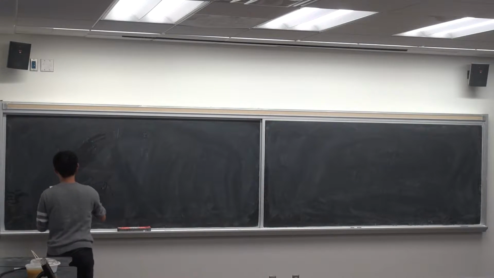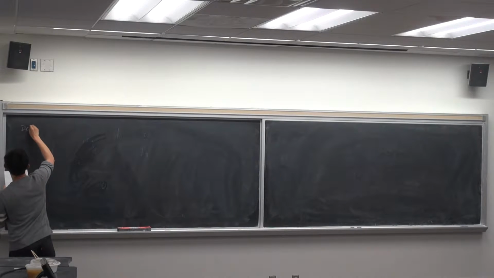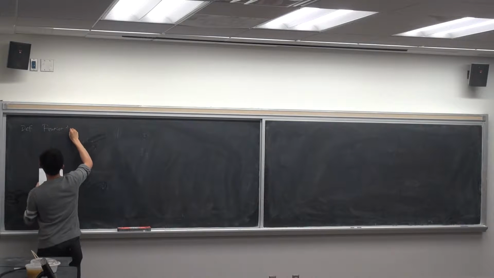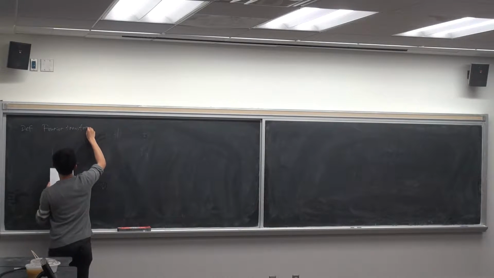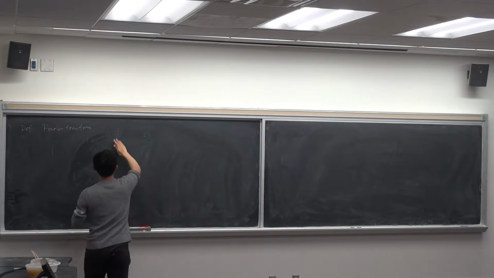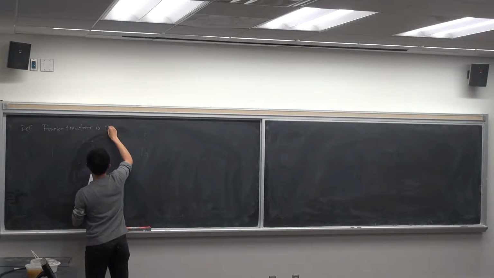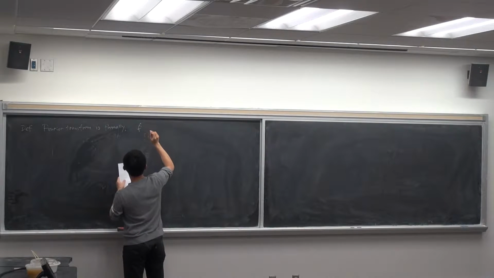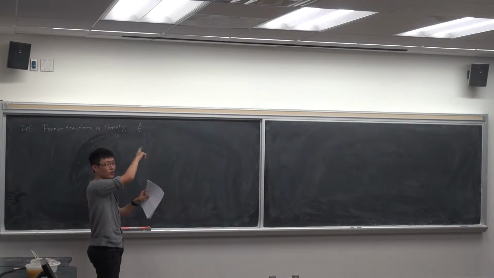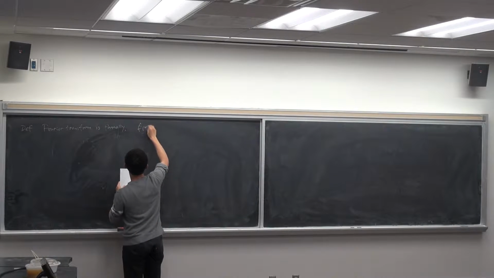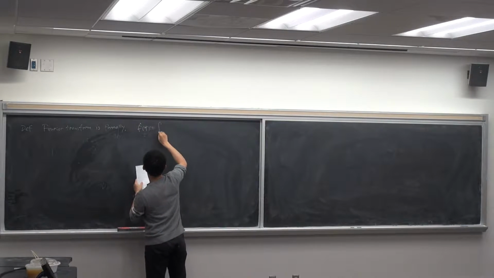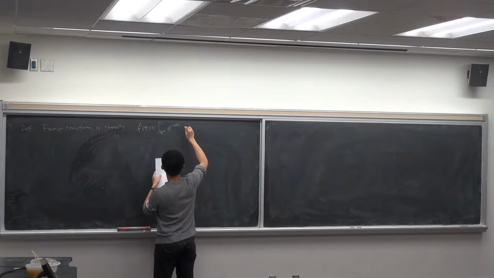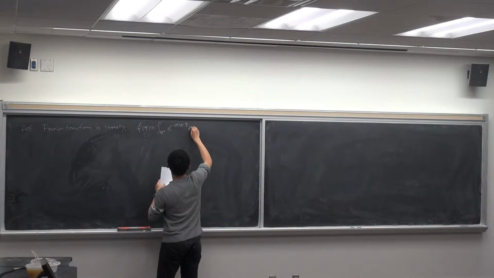So, for the definition, the Fourier transform is formally, this hat means Fourier transform, the Fourier transform of f at xi is the integral over Rn of f(x) e to the negative 2 pi i times x dot xi dx.